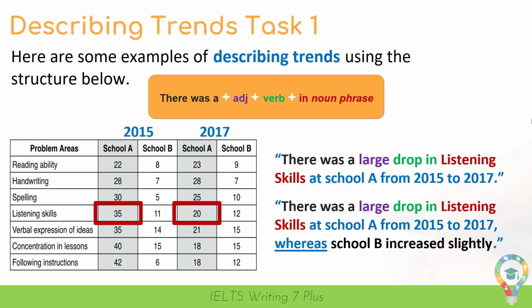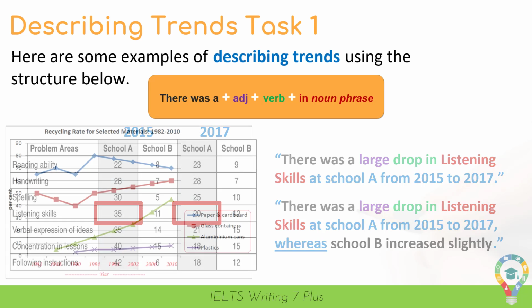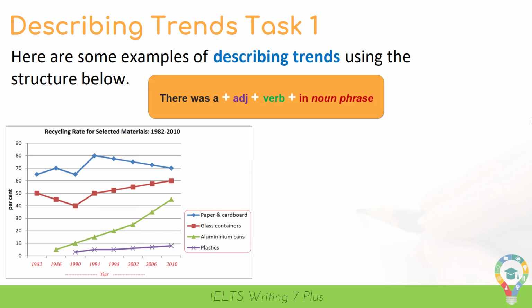So we can see that in the first example, we've just used a simple sentence structure, one piece of information. In the second sentence, we've used the conjunction, the linking word whereas to compare, as well as describe trends. So a really nice piece of writing there. Okay, let's take a look at another example.